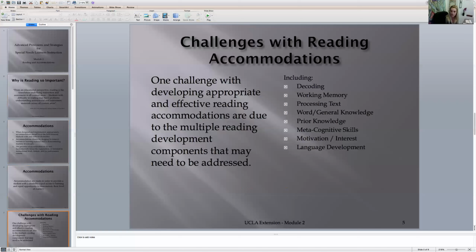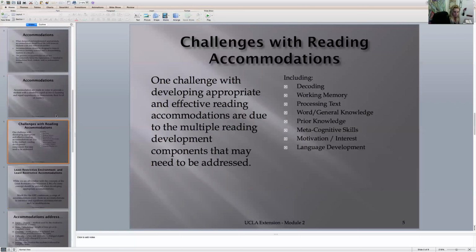Language development is another factor. So you will have students, for example, that may have a specific learning disability in the area of reading, but may also be an English language learner. So that can affect reading development. Or you may have a student that has a language disorder in conjunction with a specific learning disability in reading or reading comprehension. So those are all factors that need to be considered and that will affect accommodations.